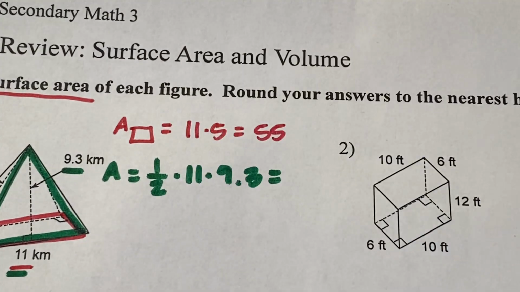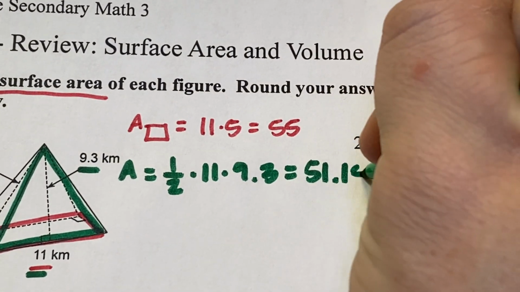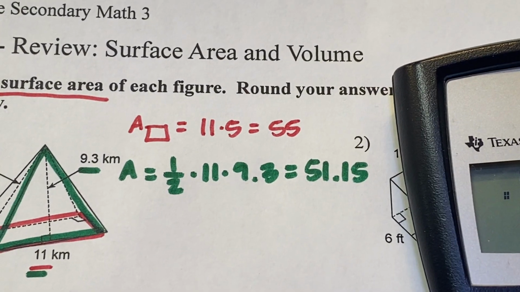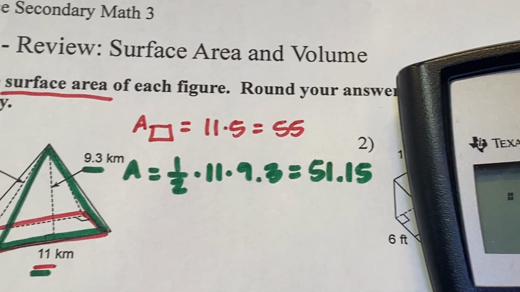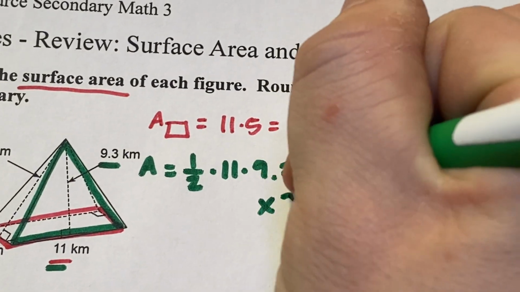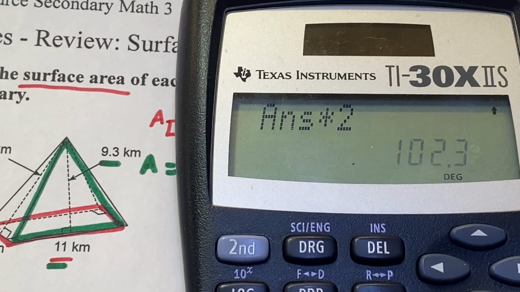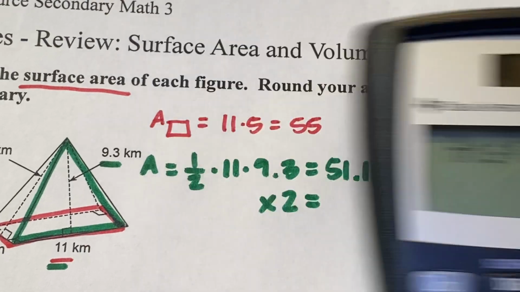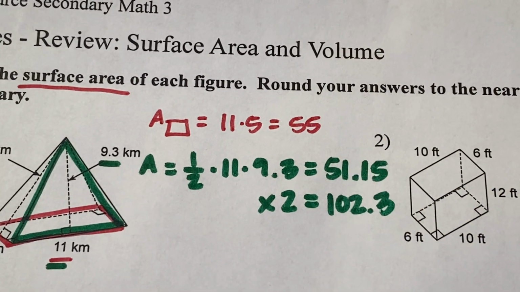So 0.5 times 11 times 9.3 is 51.15. Okay, but then how many sides of those triangles do we have? I made this mistake. 4. Well, not 4, because they're not all equal. 1. Just 1 in the back. So we have 2 sides. So then we're going to multiply that guy by 2. So 51.15 times 2. Okay, so the area of the front and the back is 102.3.